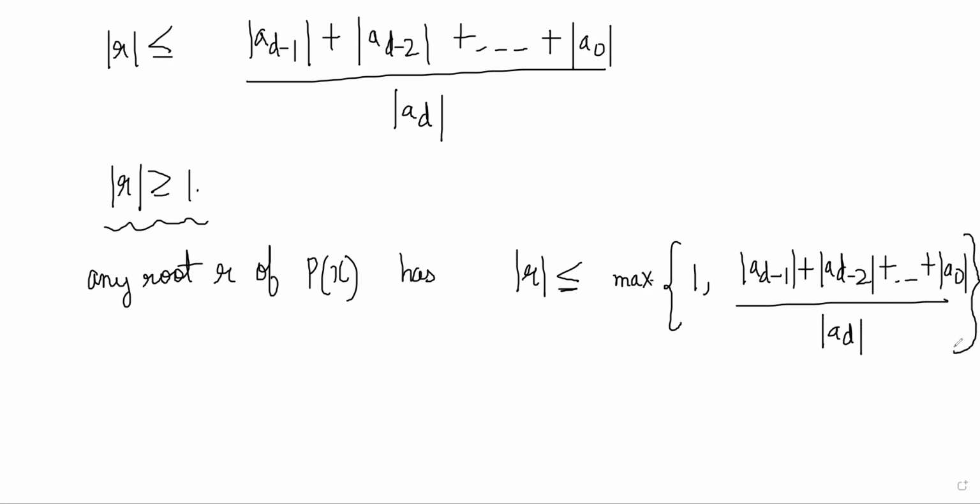So whichever one is bigger, if this quantity is bigger than 1, we have mod r is less than the maximum. Mod r is less than this. And if 1 is bigger than this quantity, so we have mod r is greater than or equal to 1 already, right? So we get this condition again, right?